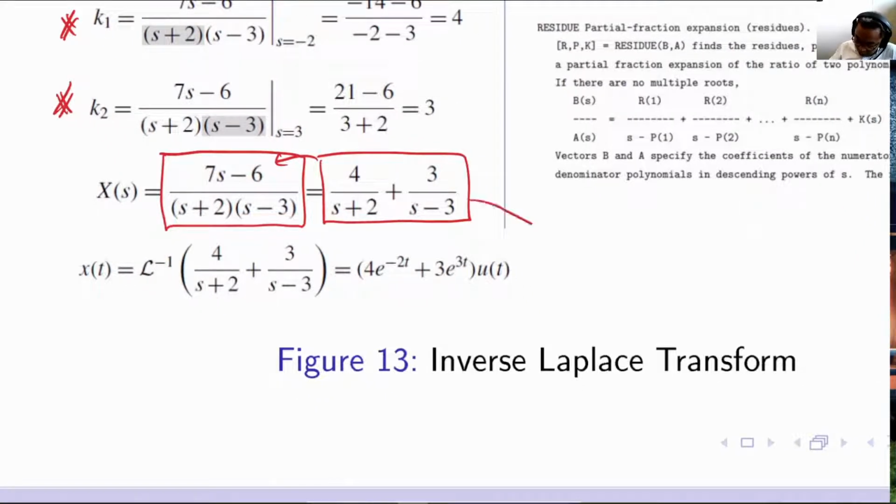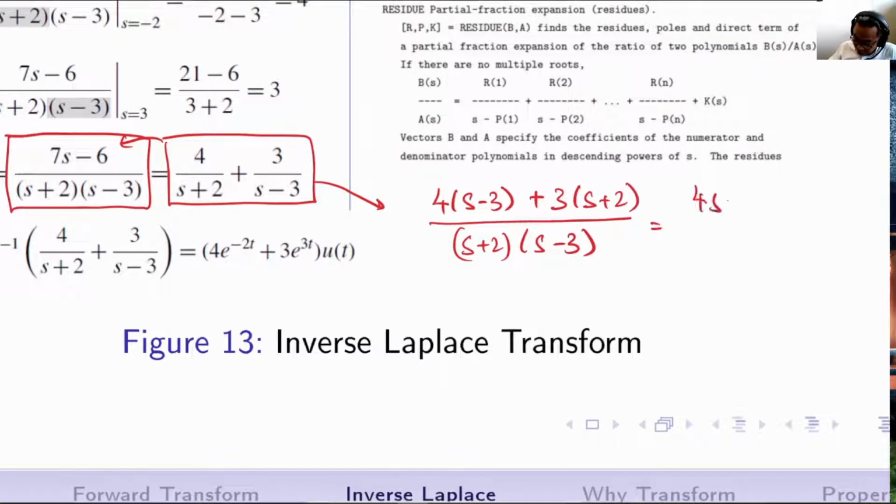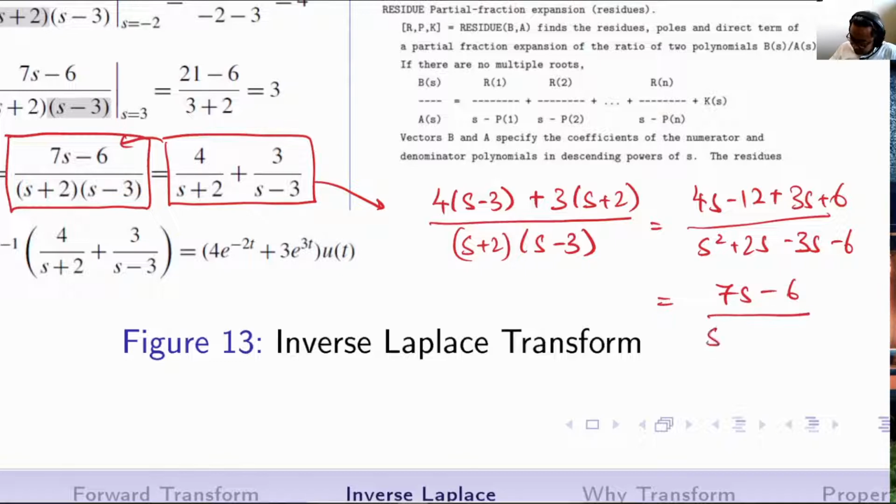Well, we'll go from 4 multiplied by s minus 3 plus 3 multiplied by s plus 2, divided by s plus 2 times s minus 3. Let's further work out: 4s minus 12 plus 3s plus 6, divided by s squared plus 2s minus 3s minus 6. And the answer is 7s minus 6 divided by s squared plus s minus 6. Is that right?